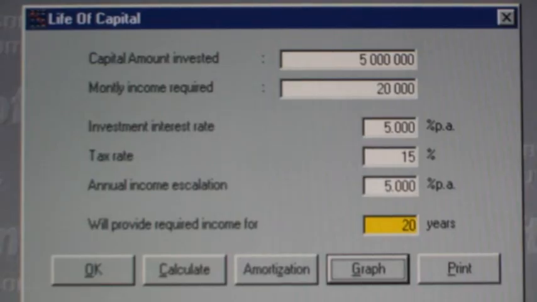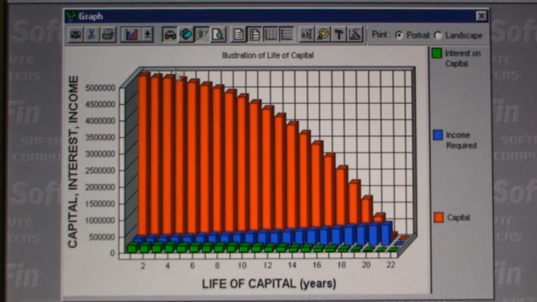We can also illustrate this table with a 3D color graph by clicking on the graph button. Now the color graph illustrates here in red the capital, and you can see the capital decreasing all the time. In blue, this is the income required. You can see that increasing all the time. And green shows our interest income from this investment.